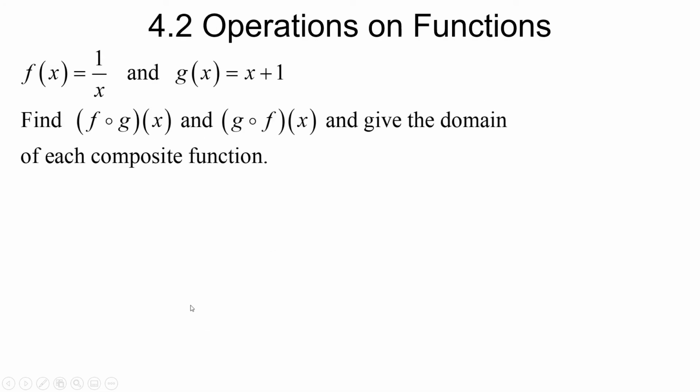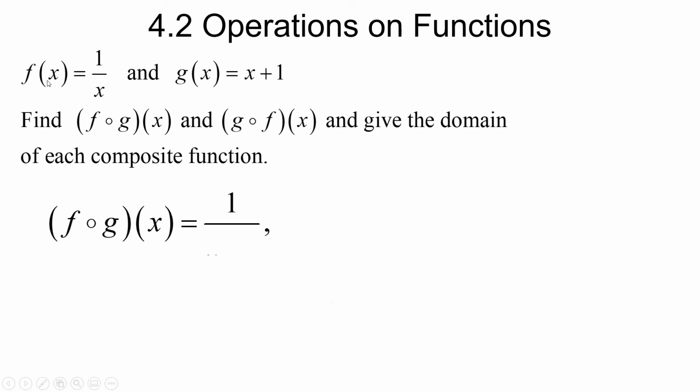Okay. All right, let's do this one more time. So given f of x equals 1 over x and g of x equals x plus 1, let's find f composed with g of x and g composed with f of x, and give the domain of each composite function. All right, so let's start with f composed with g of x. If you want to write that f of g of x, you can to make it easier. But I'm going to work from the left to the right.